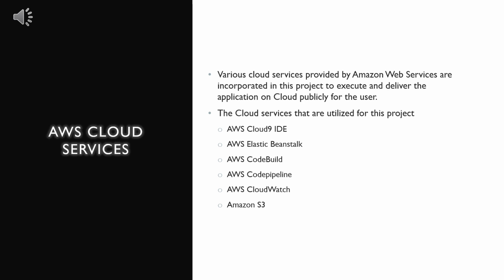AWS Code Build helps in compiling the source code, test running them, and producing ready-to-deploy software packages. AWS Code Pipeline is used for automating the CI/CD pipelines of this project. AWS CloudWatch is used to collect and visualize logs. It is basically a metrics repository. Amazon S3 is used to save images if required, thereby not compromising on the performance of the application.